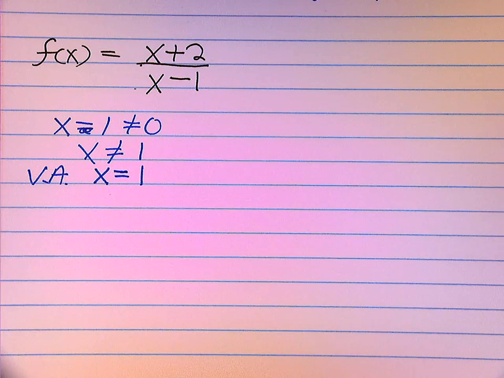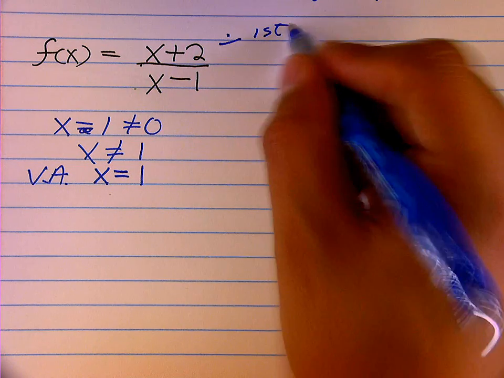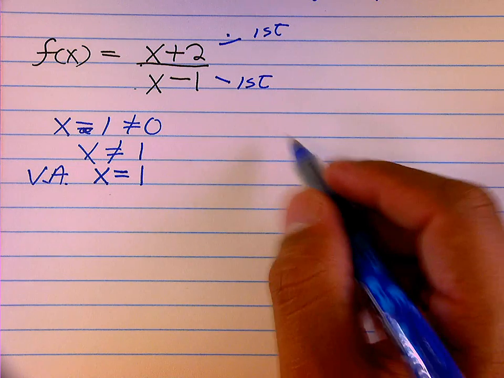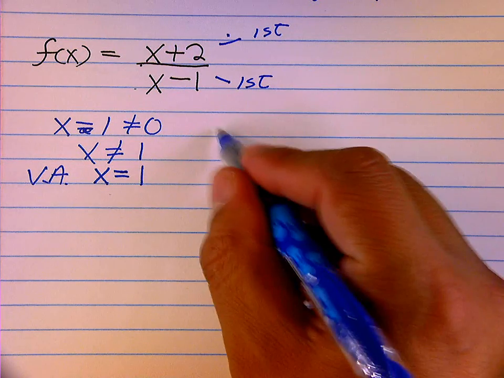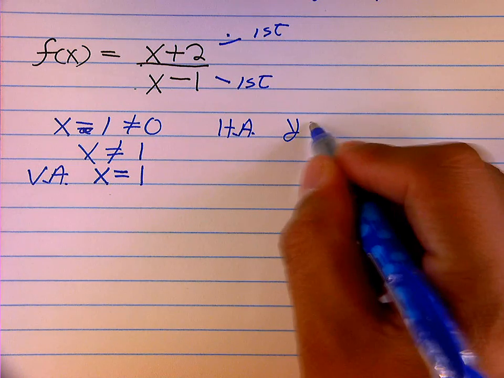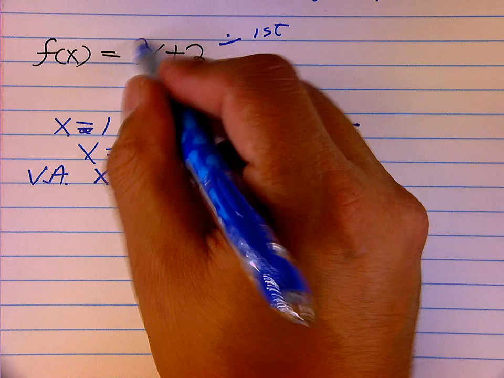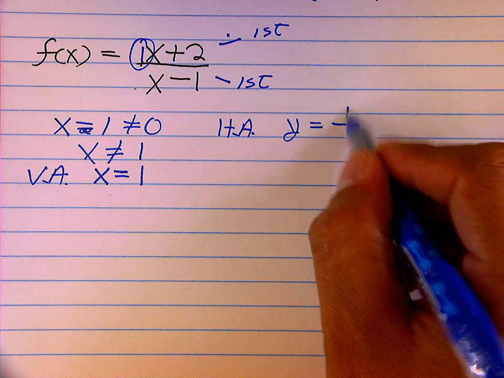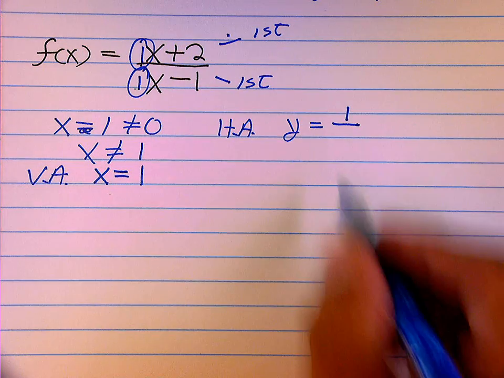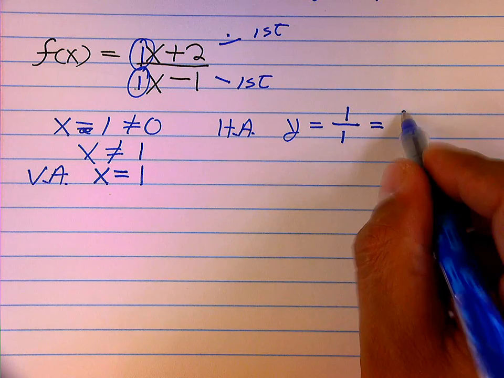Then I'm going to look at my horizontal asymptote. I notice that my numerator is a first degree polynomial. My denominator is a first degree polynomial. That tells me that I'm going to have a horizontal asymptote at y equals, I'm going to find the numerator of this fraction from my lead coefficient on top and the denominator from my lead coefficient on bottom. So I have a horizontal asymptote at y equals 1.